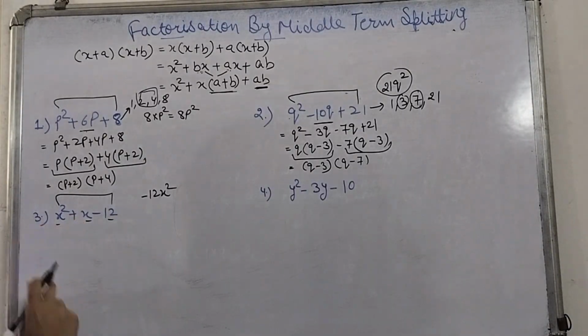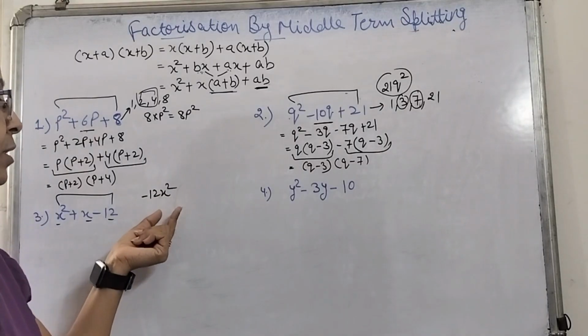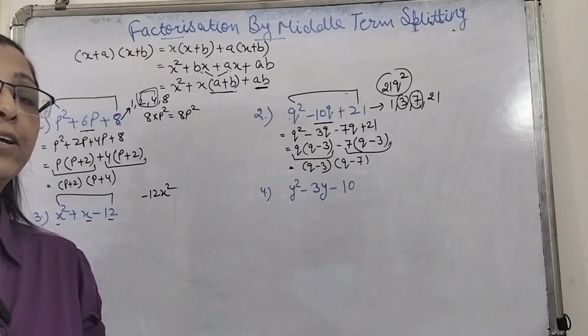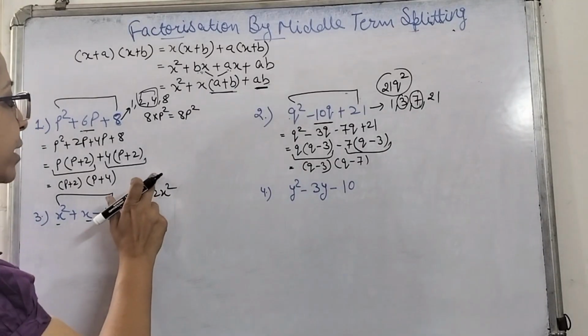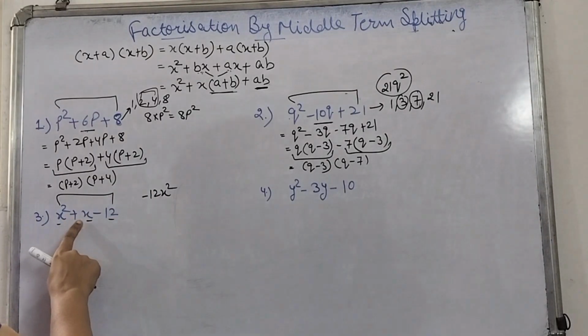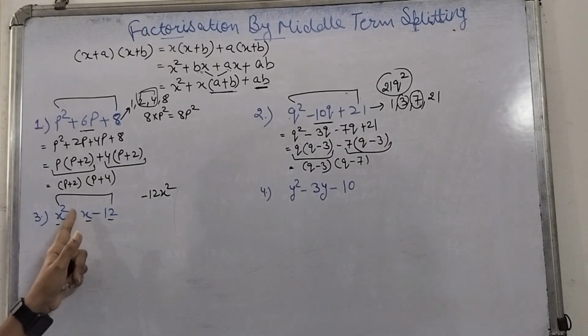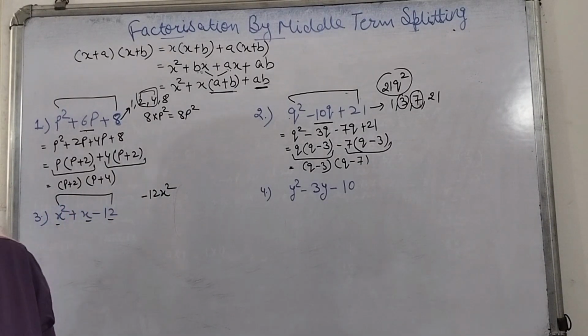Now here the sum is coming positive and the product is coming negative. When is it possible? When one of the terms is positive and one of the terms is negative, then only the product of the two terms could be negative. That means one term will be positive and one term will be negative, and the bigger term will be positive because the middle term is coming positive.